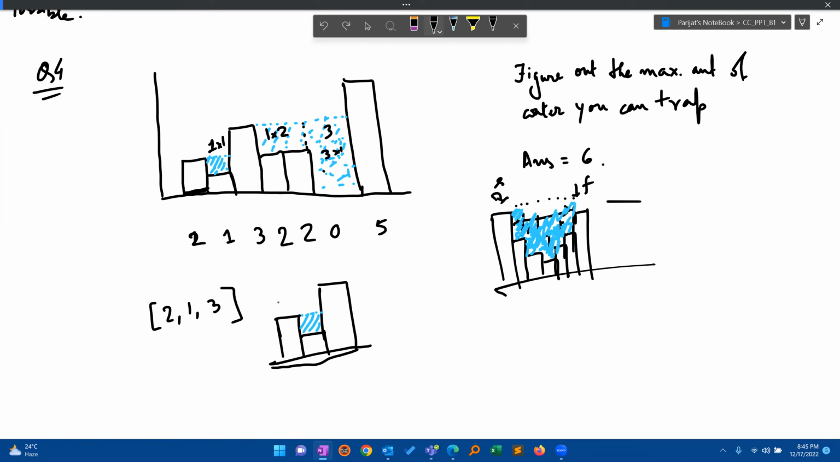So on top of 2 we cannot fill anything, so this is 0. For the second case we can fill 1 unit, right? We can fill 1 unit here, so 1 into 1, and for here we cannot fill anything because this is greater than 2, so your answer is 1.